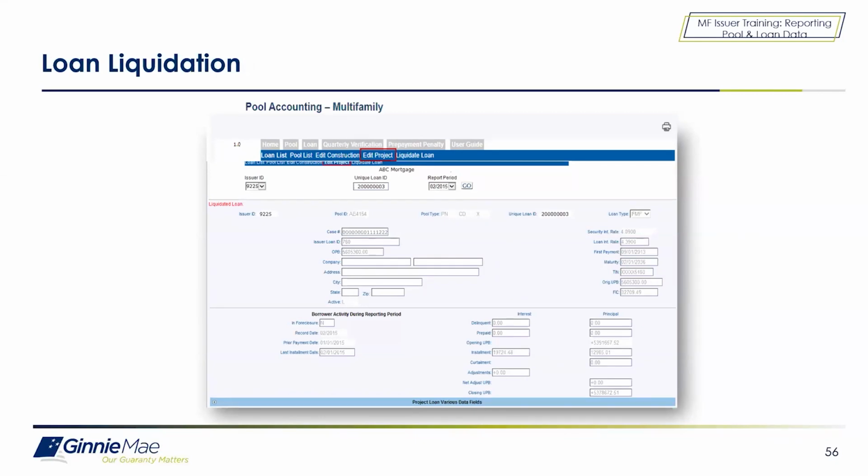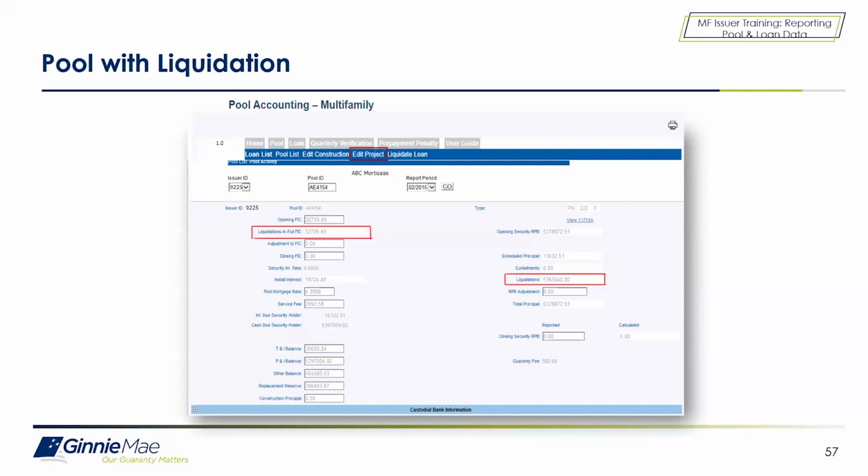Liquidations are reported on both pool and loan records. Displayed here is an edit project loan that's been liquidated. You'll notice liquidate loan appears in red in the upper left-hand corner. On the pool record, the liquidation in full FIC and the liquidation balance carry over to the loan record once the pool is saved and summed. The red boxes show the liquidation in full FIC and the liquidation fields.